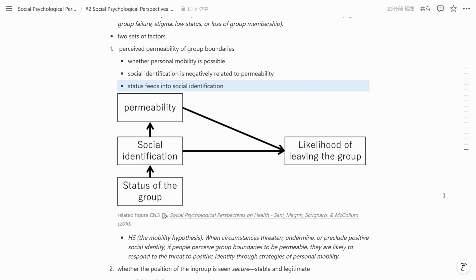And then permeability is positively related to the likelihood of leaving the group, meaning that when people perceive that, oh, it's so easy to leave the group, then they're more likely to leave the group. It's simple. But when people value the group, and because of that see that it's so difficult to leave the group, then they are unlikely to leave the group.